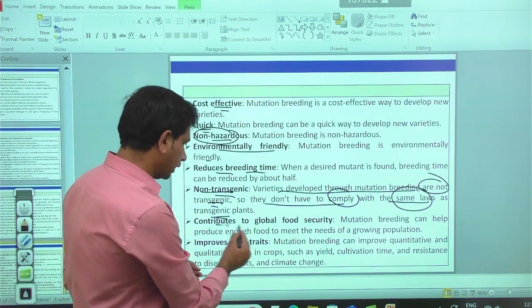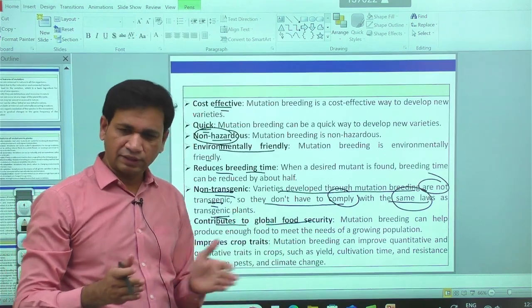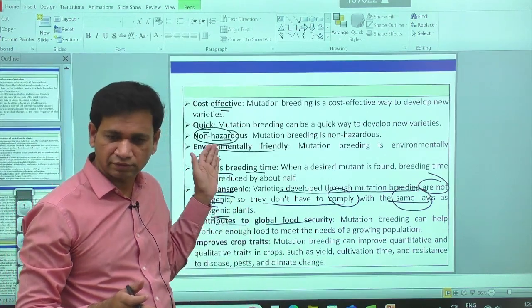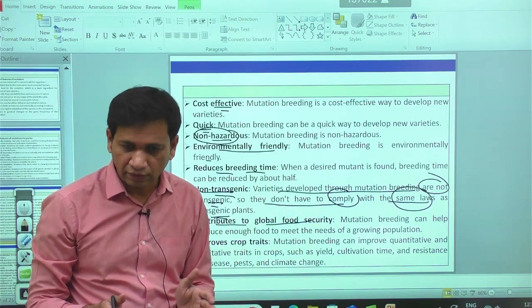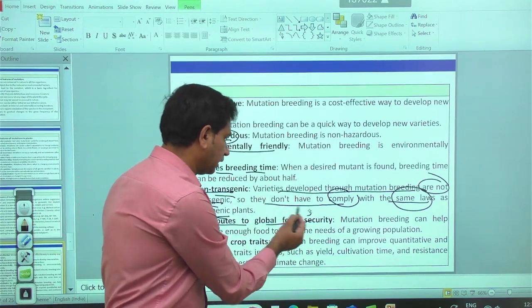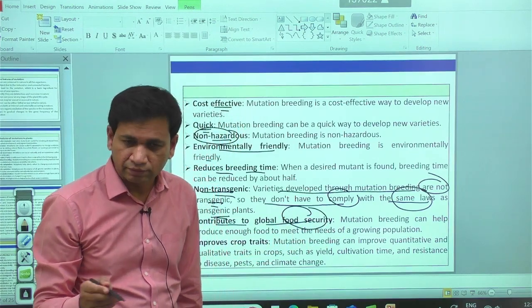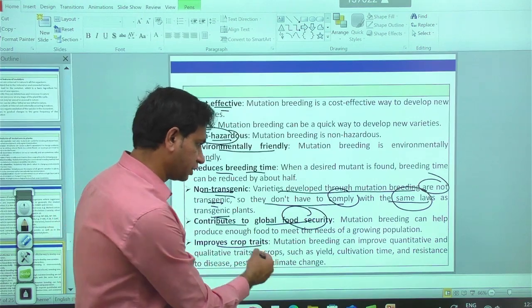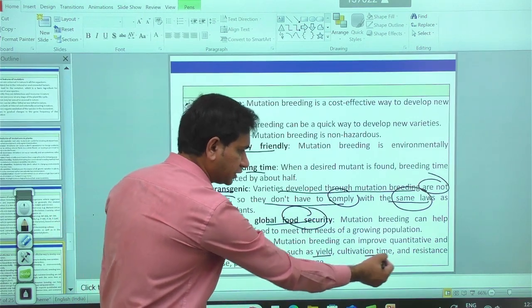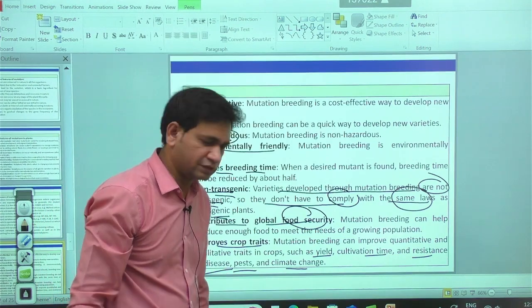Then it contributes to global food security, because mutation breeding is adding various varieties in cotton, sugarcane, rice, and potato. So directly or indirectly it enhances food security for the growing population. Then it improves crop characters with respect to yield, cultivation time, resistance to disease and pests, and climatic changes.